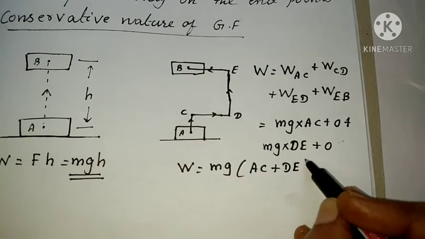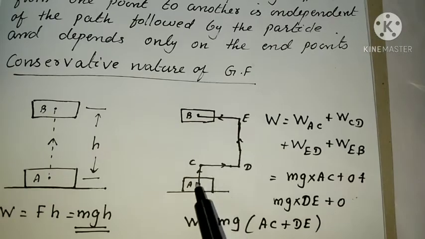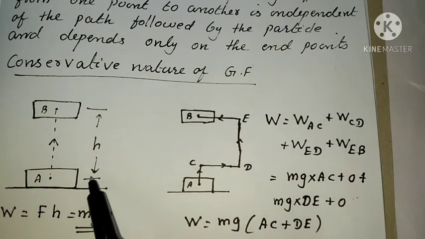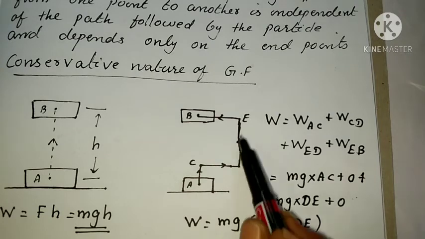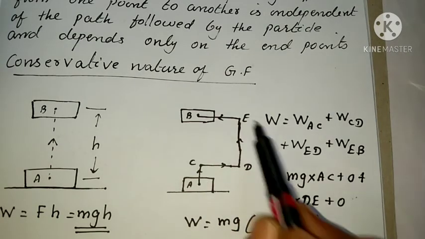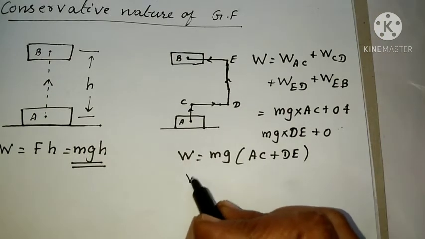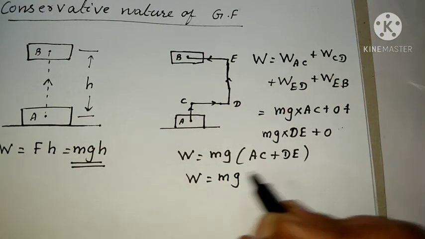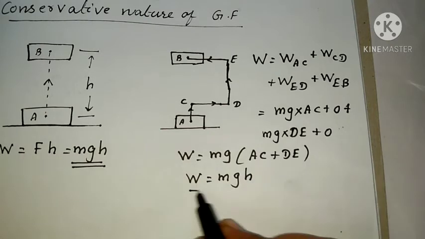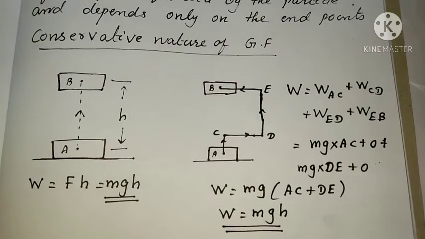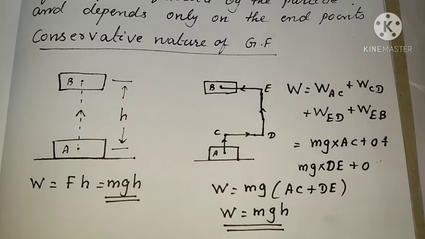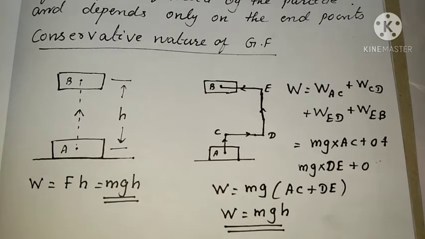So what is this AC plus DE? This AC plus DE is equal to the total height, or the total displacement moved by the body: AC, then starting from here, DE. So this is the total displacement moved by the body. So that is equal to mg into AC plus DE, that is h. So in both the cases, W equal to mgh. This work done is stored in the form of gravitational potential energy.